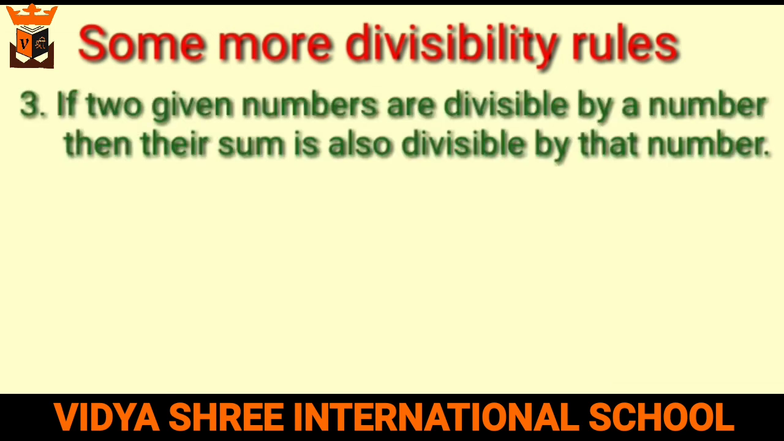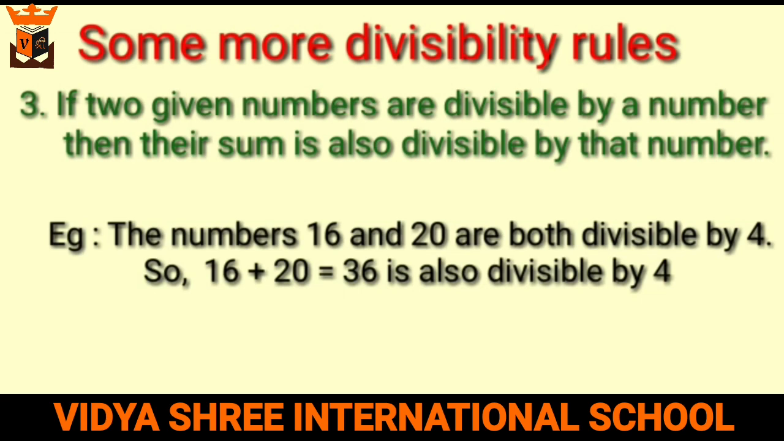Third rule is, if two given numbers are divisible by a number, then their sum is also divisible by that number. For example, the numbers 16 and 20 are both divisible by 4. So the number 16 plus 20, which is equal to 36, is also divisible by 4.